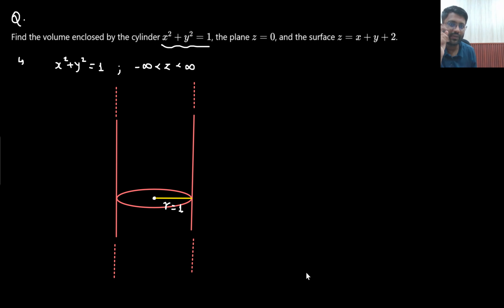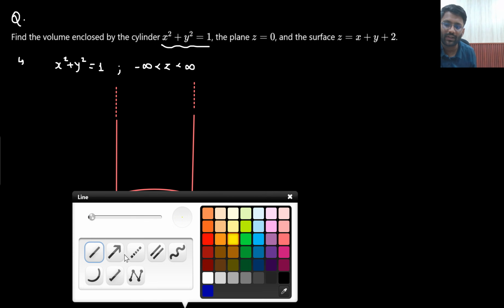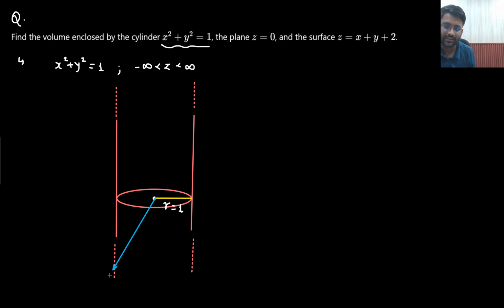But what are we supposed to do? We are supposed to find out from the z equals 0 plane. Let's just say this is the z equals 0 plane only. So what I would do is make the x, y axes here. This is x and this is y, and this is your z. This is your xy plane. So I am calling this your z equals 0.